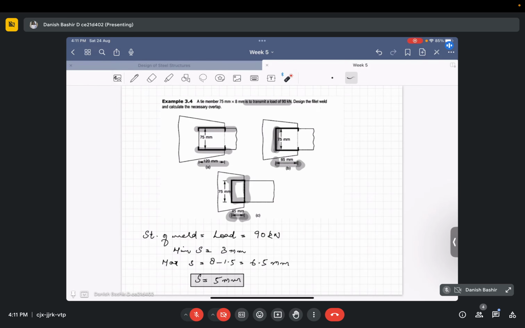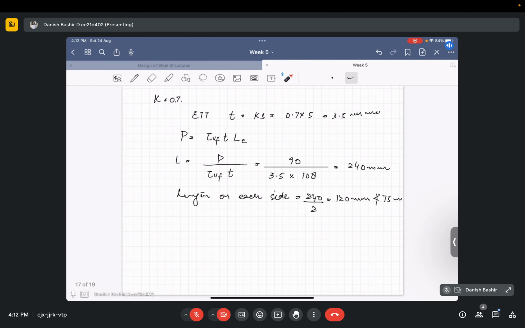We also have the dimension of the tie member. It is 75 mm in breadth and 8 mm in thickness. So the perpendicular distance between the two parallel welds is 75 mm, and that 75 mm is less than their individual length of 120 mm. It is important in the design specifications that if two welds are parallel to each other, the length of the individual weld should be greater than the perpendicular distance between the welds.